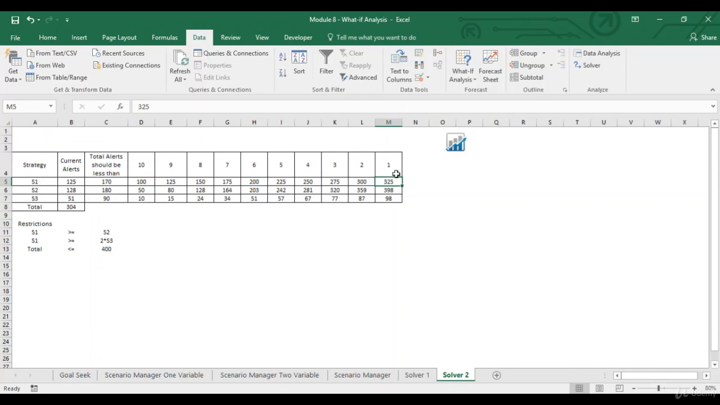strategy 1, 398 by strategy 2, and just 98 by strategy 3. So this is for score greater than or equal to 1. So this will also include the count of people having scored 2, 3, 4, 5, and so on. Similarly, 398 is for all the people having a score greater than or equal to 1. So it will also include alerts where the scores were greater than 2, 3, 4, 5, 6.